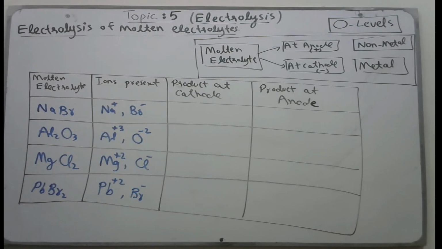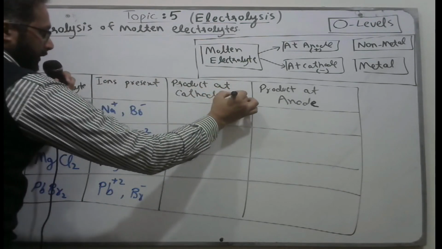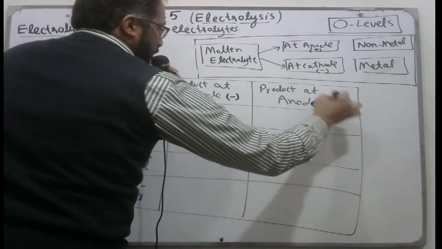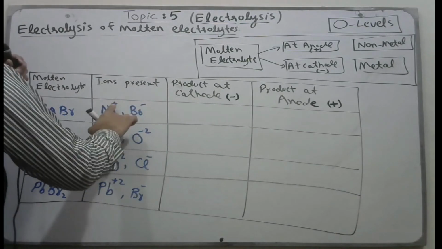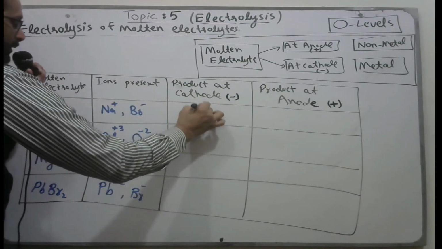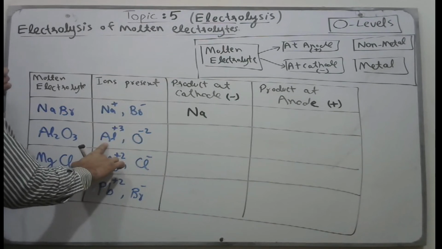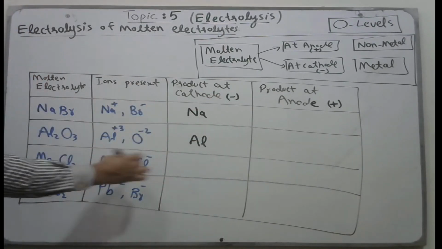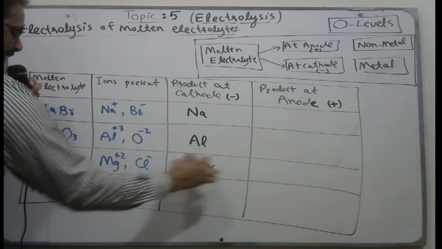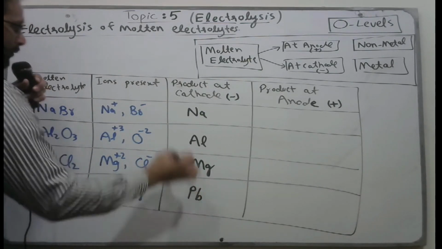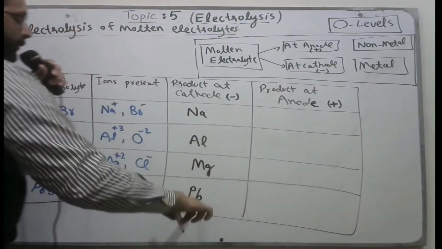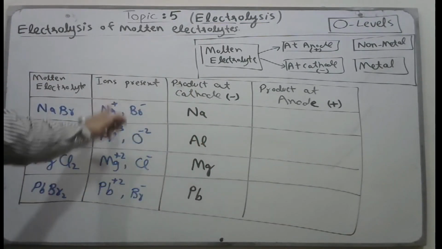And now we discuss the product at anode and product at cathode. Cathode has negative charge, anode has positive charge, that thing should be in your mind. So all the positive ions go to cathode and form sodium. This positive ion goes to cathode, forming aluminum as the product at cathode. Here you get magnesium metal, here you get lead metal. So look at this one. At cathode always metal is formed as a final product. So these are the metals from the ions.